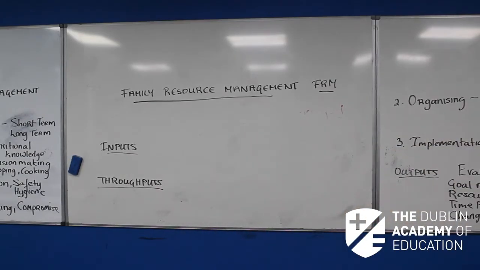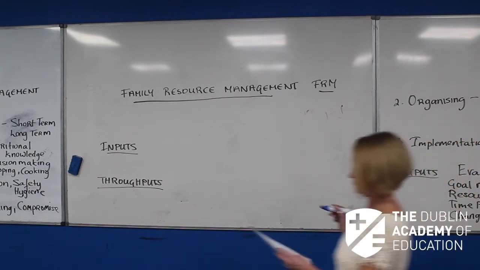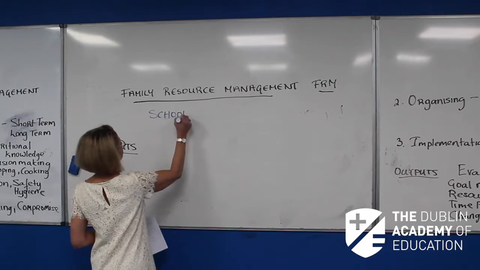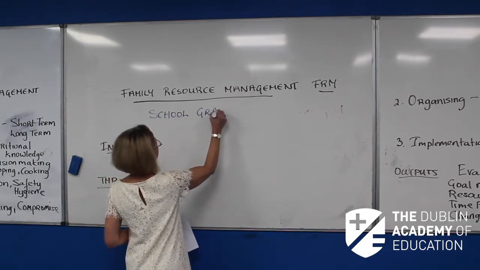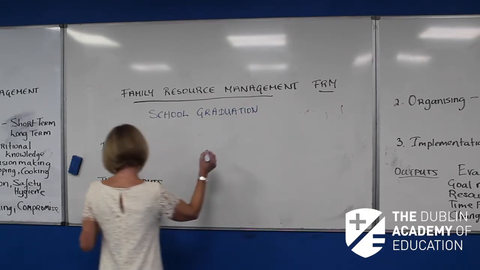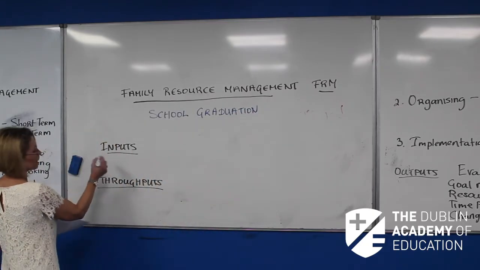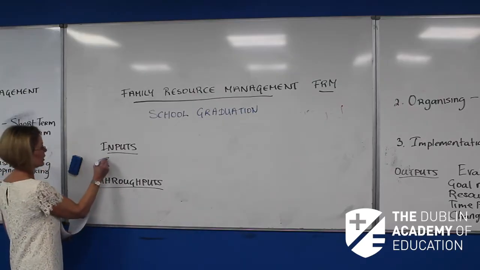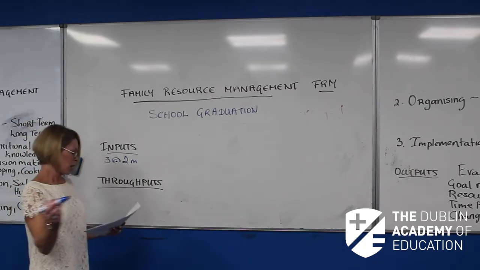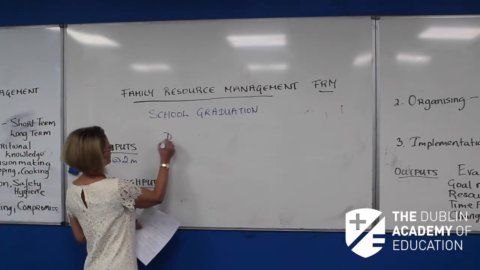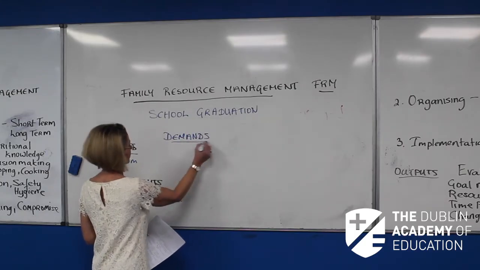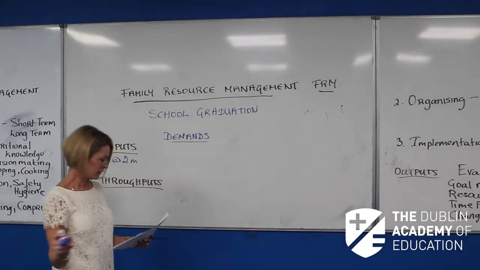So when we're planning the school graduation, our inputs, and what they were looking for in this question was 3 points at 2 marks each. So the first stage is going to be our demands. And then we need to come up with 3 points under demands.